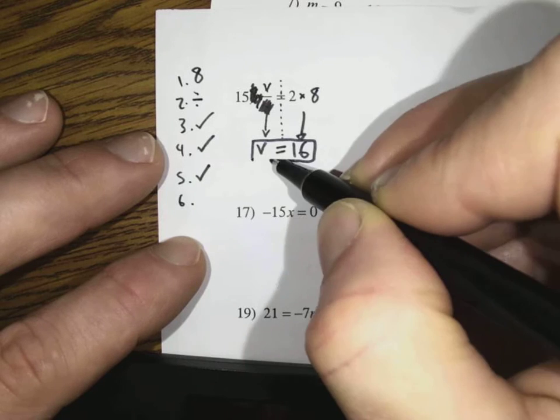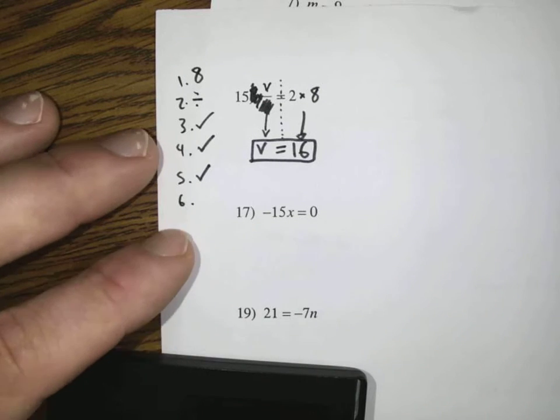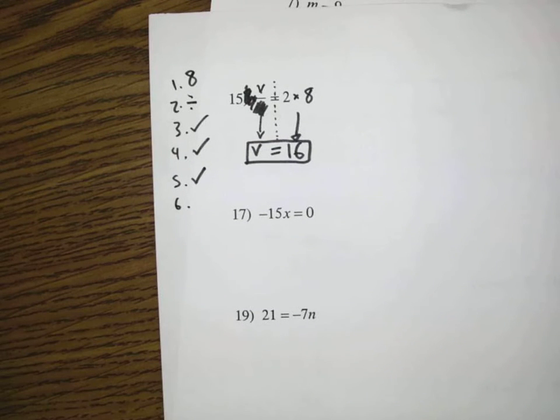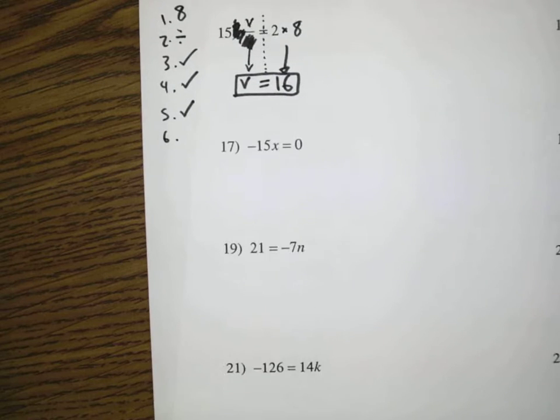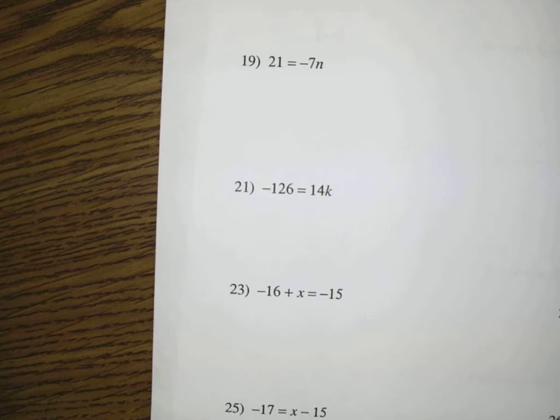V is 16. Okay. Now, I believe the last 2 questions I asked you to do were 21 and 25. I'm just going to double check that, actually. I want to make sure I'm writing down the correct questions for you.